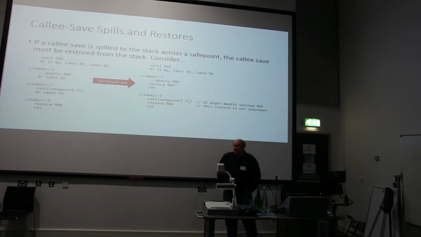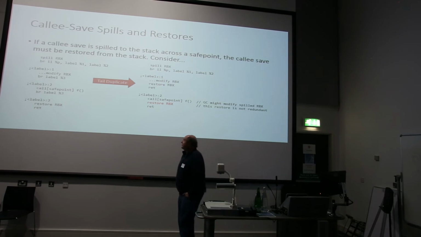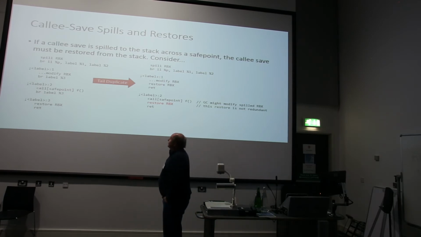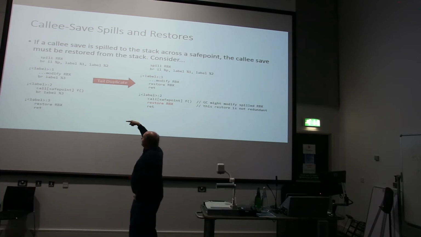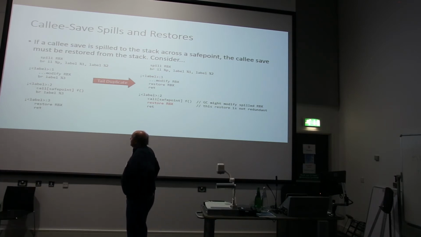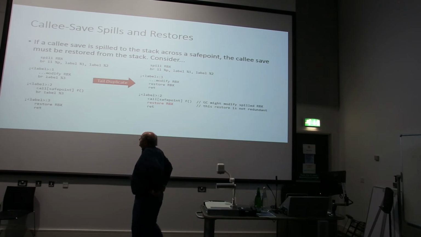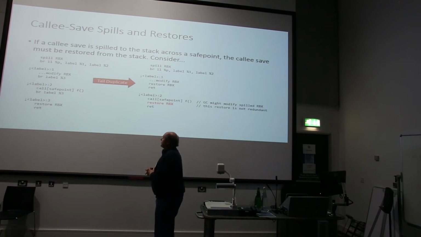So here's an example of this. This is a bug that I introduced once in the previous compiler. Well, let's imagine we have some code where RBX has been spilled. We do a branch. On one of the branches we actually modify it, on the other one we don't. And the other one has a GC save point. You know, it looks totally fine, no problem here.